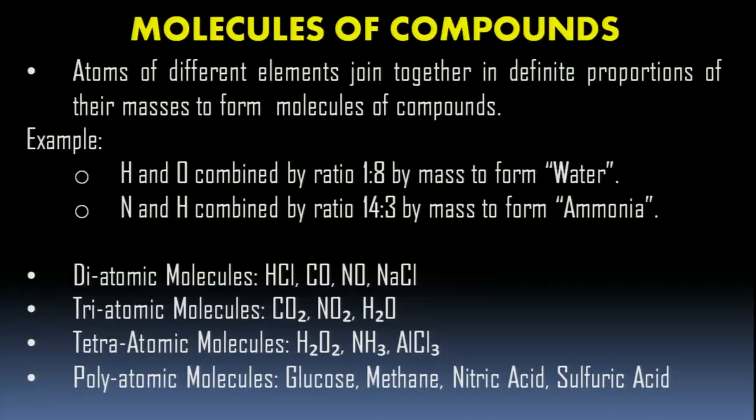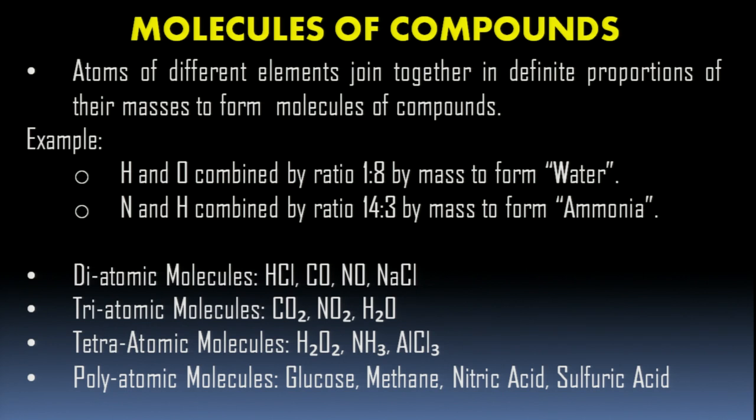N=14, the atomic mass of nitrogen is 14 and that of hydrogen is 1 u. And here we are considering three atoms of hydrogen, NH3. So they are in the ratio 14:3 by mass. Okay, diatomic molecules. HCl, one atom of H and one atom of Cl, they form hydrogen chloride and they are diatomic. Similarly, carbon monoxide, nitrogen oxide, then comes sodium chloride, one atom of sodium and one atom of chlorine.